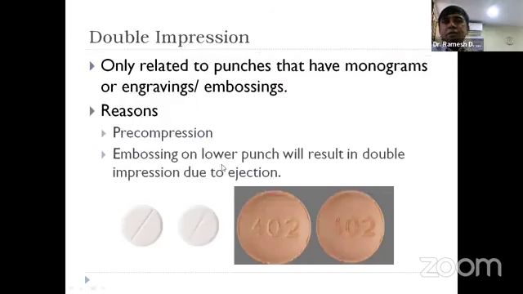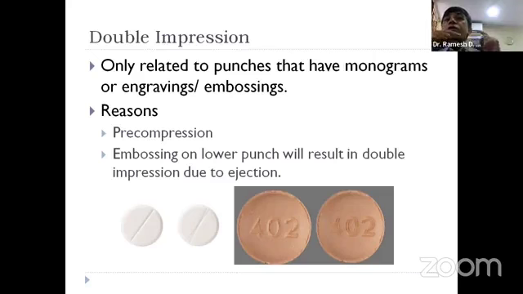Next is double impression. When you're using rounded punches, then the punches are always rotating, always moving. So between the pre-compression and actual compression, when your punch rotates, then it leads to double impression, as it is shown over here. In this bisect, you can observe the double impression. In 402 units, you observe the double impression. That is due to pre-compression and compression.